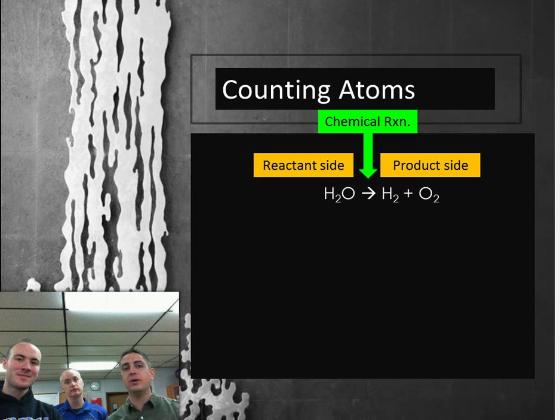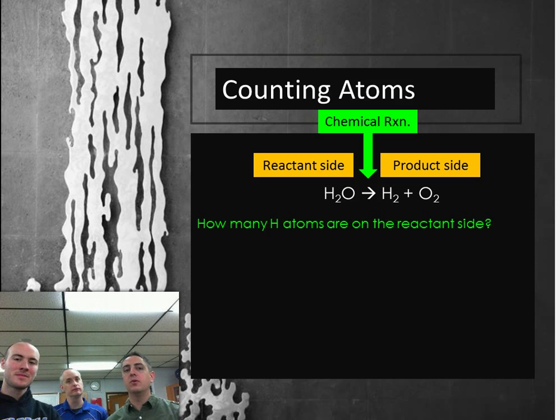So we got a reactant side, we got a product side. The little arrow tells you it's a chemical reaction. And what we're going to do is go through how to actually count the atoms. If you look at it, the question is how many hydrogen atoms are on the reactant side? Reactant side, again, is which side? The left is what you start with. So how many H's are there?